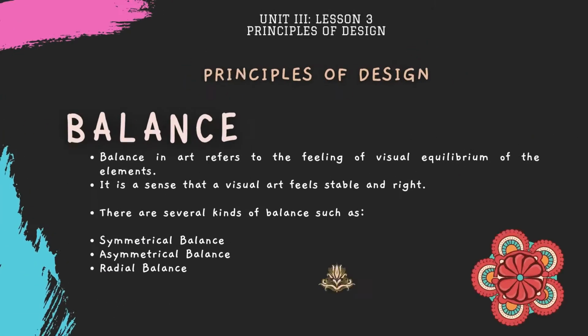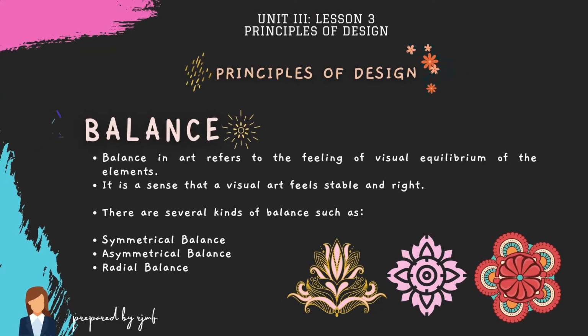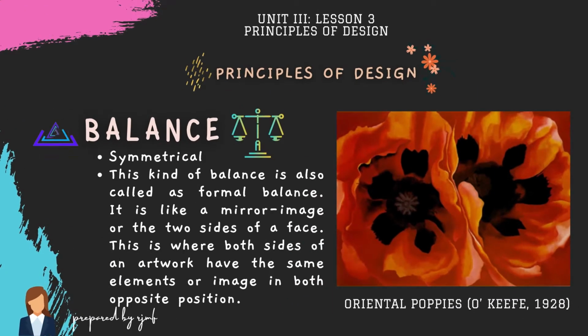Next is balance. Balance in art refers to the feeling of visual equilibrium of the elements. It is a sense that a visual art feels stable and right. There are several kinds of balance such as symmetrical balance, asymmetrical balance, and radial balance. Symmetrical balance is also called formal balance. It is like a mirror image or the two sides of a face. This is where both sides of an artwork have the same elements or image in opposite positions.